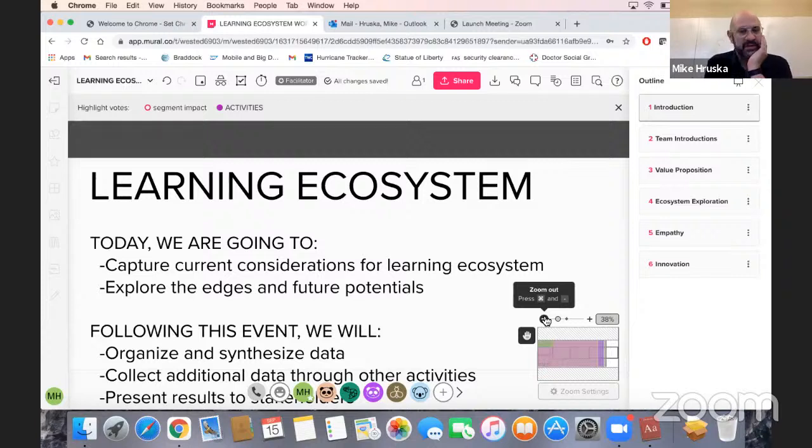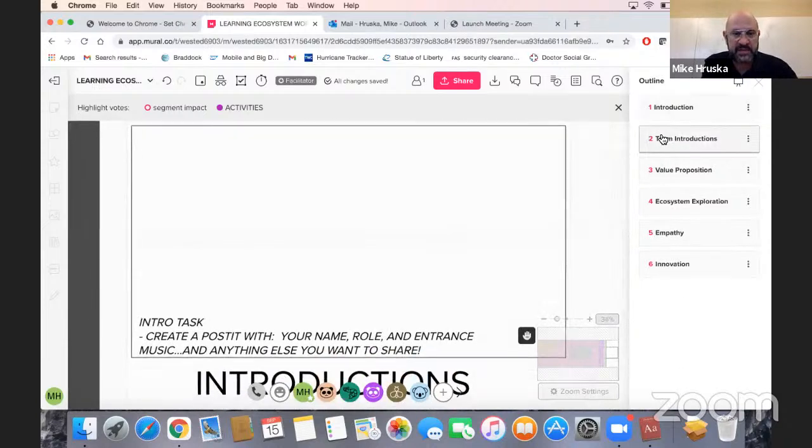So we do some icebreakers. We would set a little bit of context about what we're going to do. Make it super clear for participants, and the fact that we're going to capture where we're at in our learning ecosystem. We're going to explore the edges and future potentials, essentially setting a very clear expectation for participants. The other thing is, a lot of people, when running a workshop with Mural, probably haven't used Mural before. So it's a really good idea to give them a low barrier exercise. And so the low barrier exercise that I like to do is the team introductions.